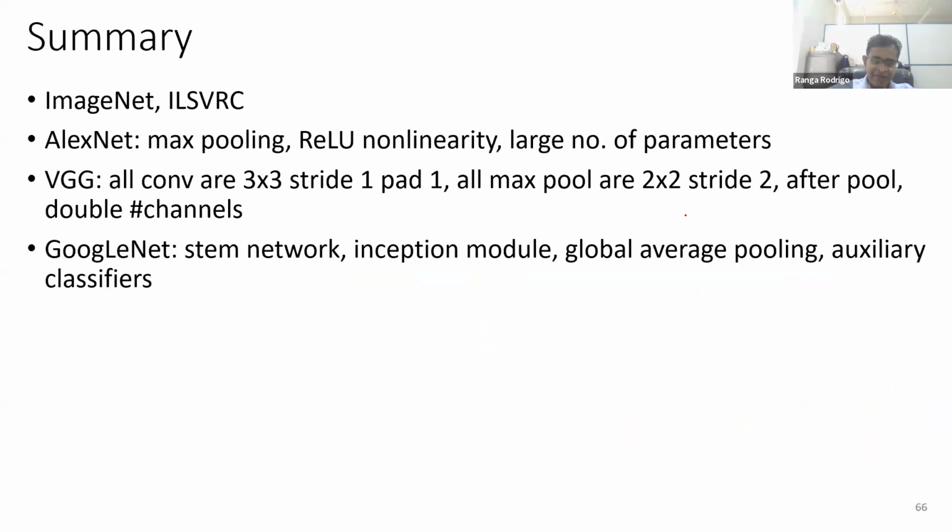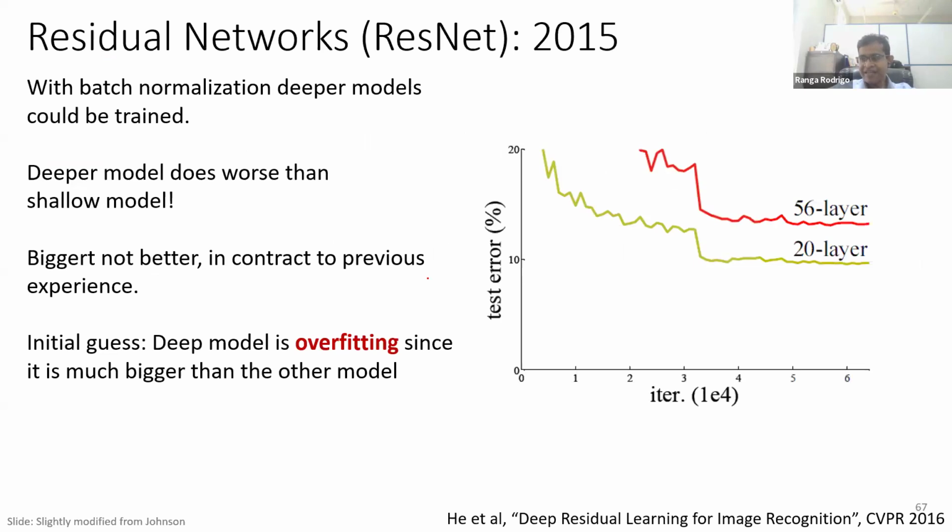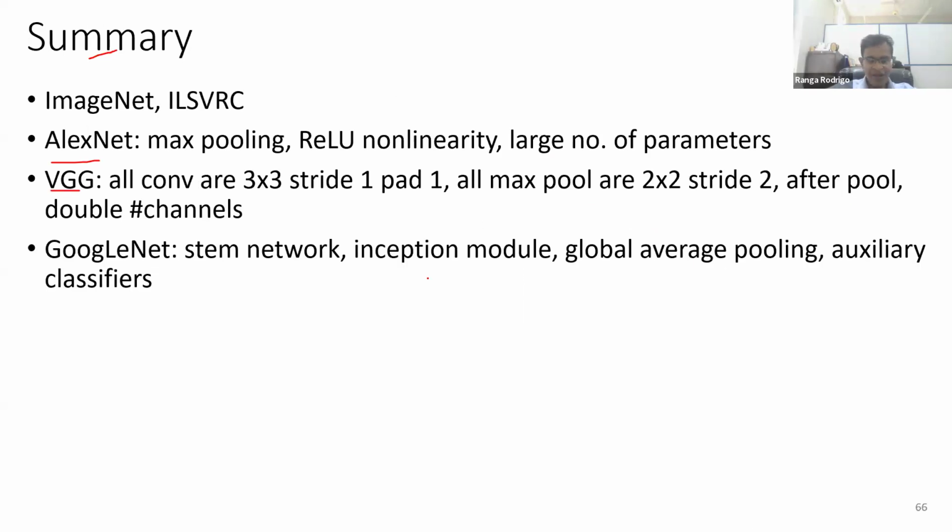So in summary, ImageNet and the ImageNet Large Scale Visual Recognition Challenge were introduced. AlexNet had max pooling, ReLU nonlinearity, and a large number of parameters. VGG: all convolutions are 3 by 3, stride 1, pad 1. All max pools are 2 by 2, stride 2. After pooling, double the number of channels. GoogleNet introduced a stem network, the inception module, global average pooling, and the auxiliary classifiers. So now we can study the ResNet. Before that, do you have any questions?